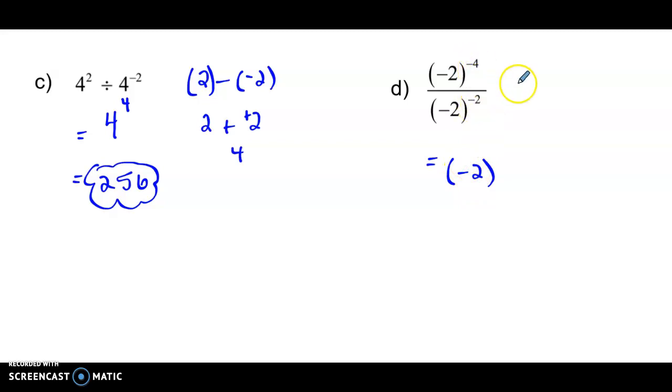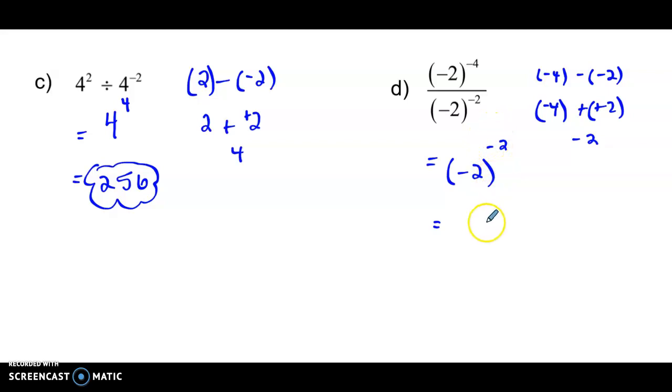Then we're going to subtract our exponents. So we're going to have negative 4, subtract a negative 2. So negative 4, add the opposite. That becomes negative 4 plus 2, which is negative 2. So now our exponent is negative 2. So then I evaluate negative 2 to the power of negative 2.